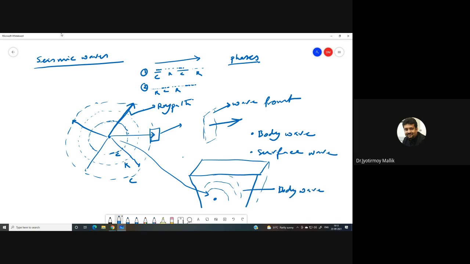We also see that waves do propagate only through a very thin part of the surface. So such waves are restricted to the very thin part on the surface of the crust. And such waves are called surface waves.